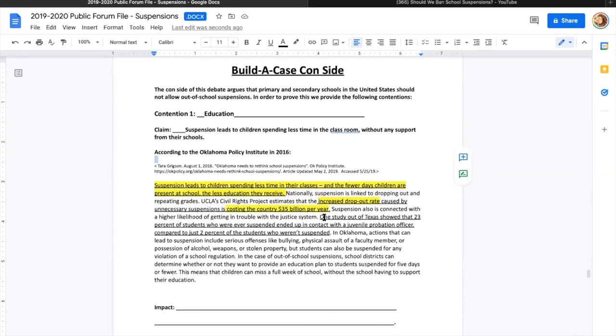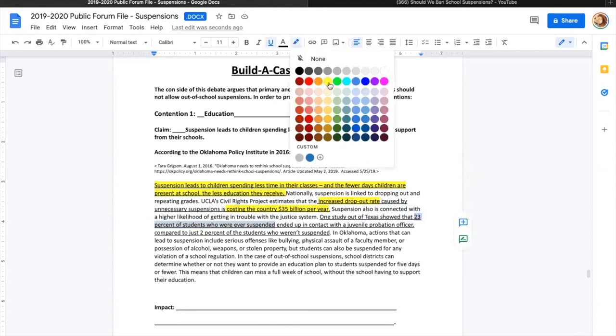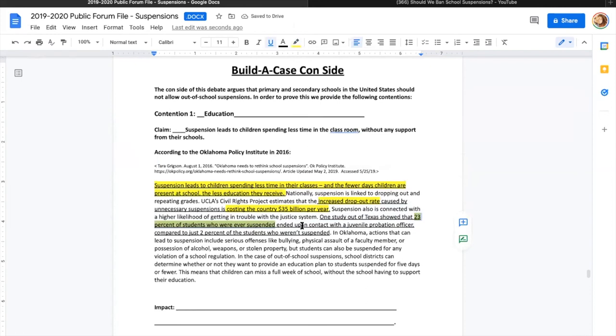Then you could go down and it says, one study out of Texas shows that 32% of students who were ever suspended ended up in contact with a juvenile probation officer, compared to the 2% of students who weren't suspended. So you want to go for the percentage. 32% of students who were suspended. Okay. So suspended, bam, highlight, suspended. Yeah, ended up in contact with a juvenile probation officer.